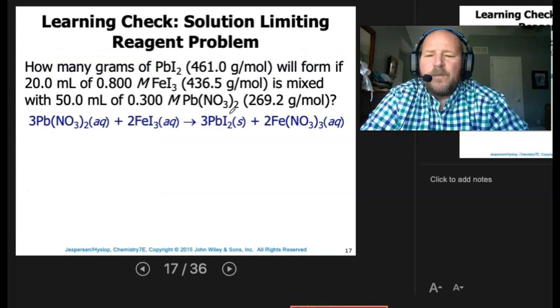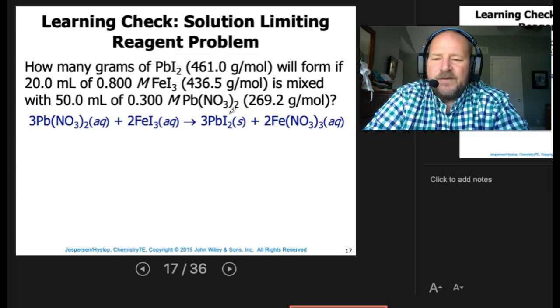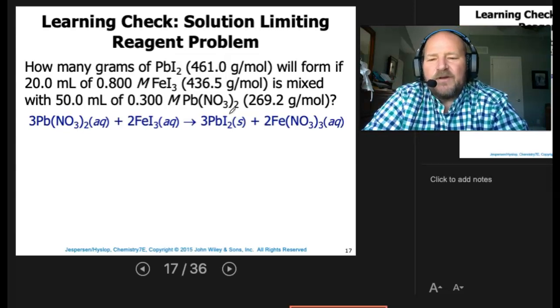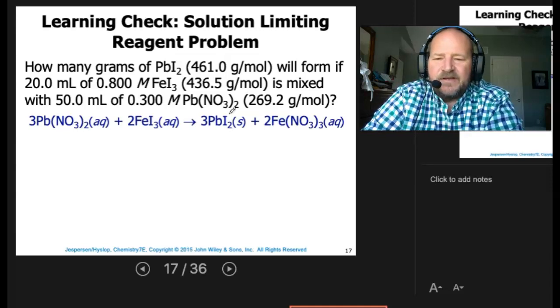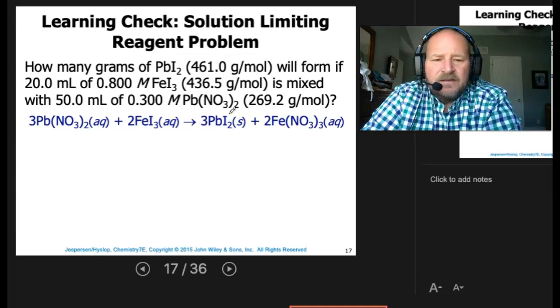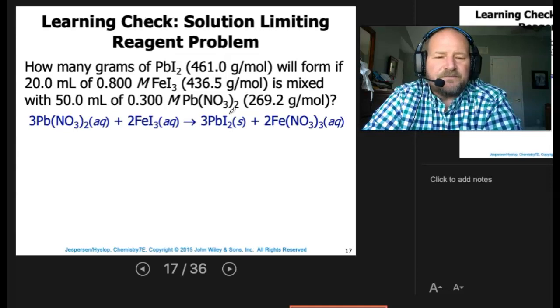All right. How many grams of lead iodide will form if 20 milliliters of 0.8 molar iron 3 iodide is mixed with 50 milliliters of 0.3 molar lead nitrate? So we have lead nitrate plus iron iodide going to lead iodide plus iron nitrate.